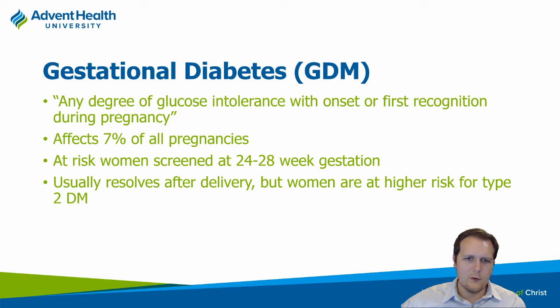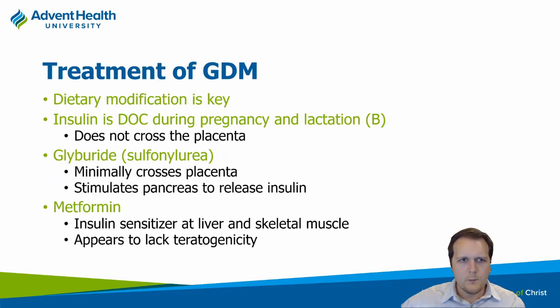Most of them will be screened between, say, 24 and 28 weeks of gestation here, and typically this does resolve, assuming the patient didn't have any issues with glucose homeostasis prior to the pregnancy, but it may put them at bigger risk for developing type 2 diabetes down the road. And so ideally what we'd like to do is to modify the diet as best we can to try to get them to keep that under control.